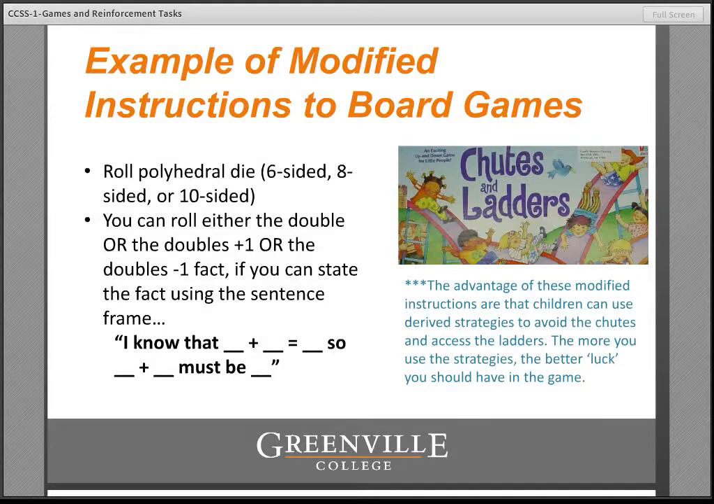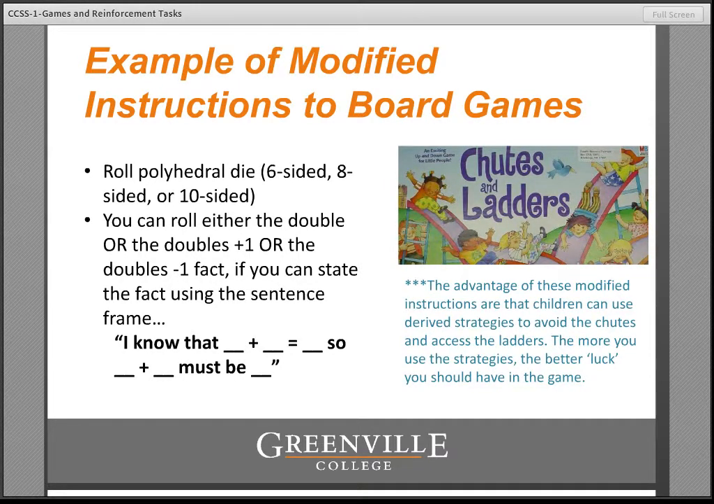So Chutes and Ladders can also be played just like Parcheesi with a doubles theme, but I give students the option of moving either doubles plus 1, or doubles minus 1 of whatever die they roll. So if they roll a 5, they could say 5 plus 5 is 10, so I'm going to go 10, or they could say 5 doubled plus 1 would be 5 plus 6, that's 11. Or they could do doubles minus 1, 5 plus 4.